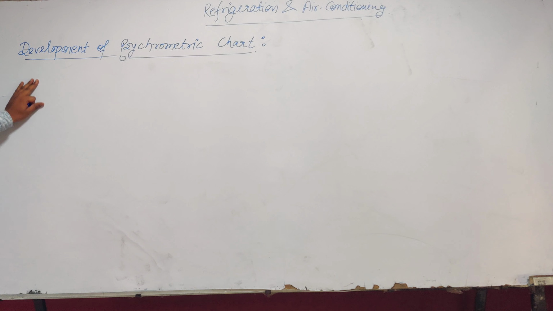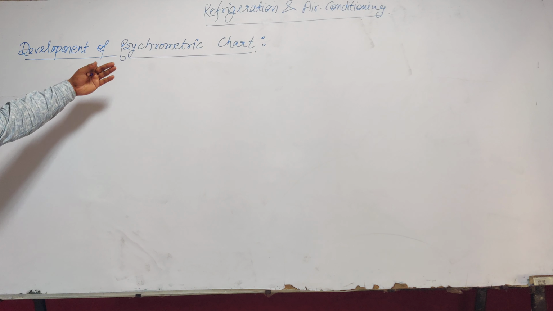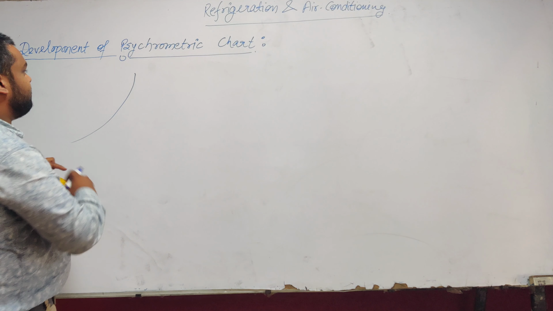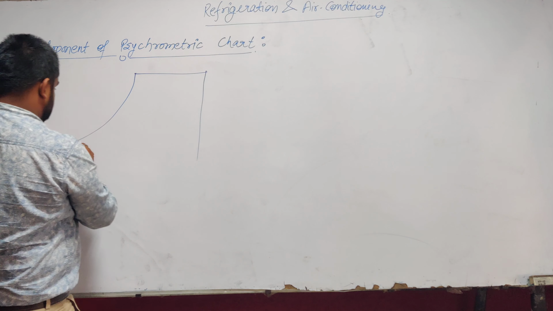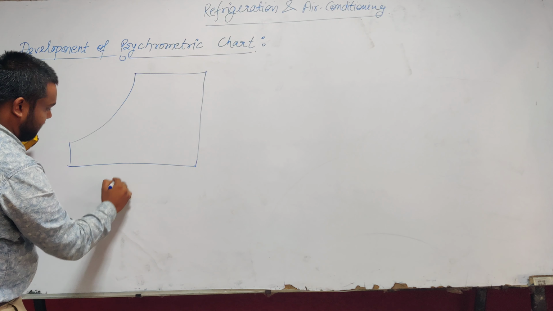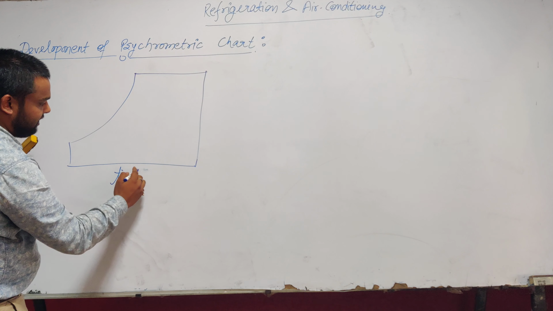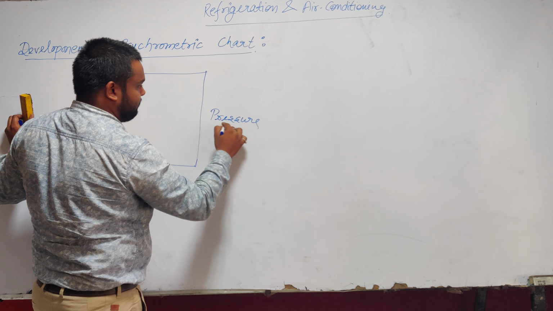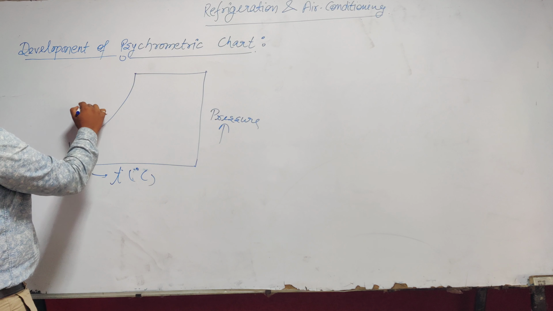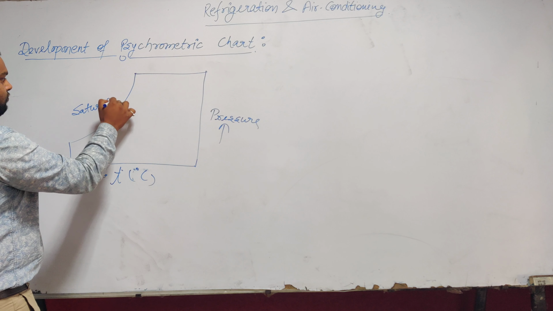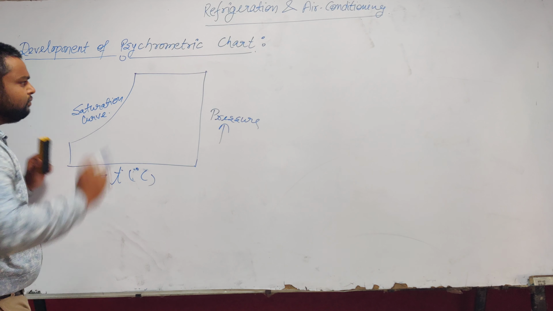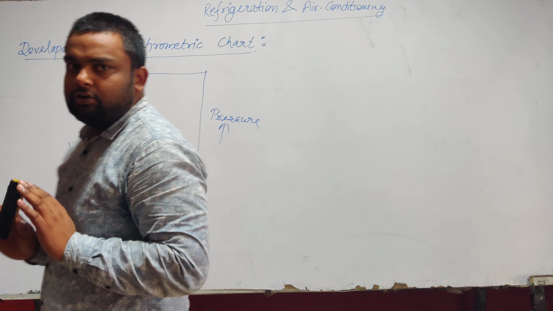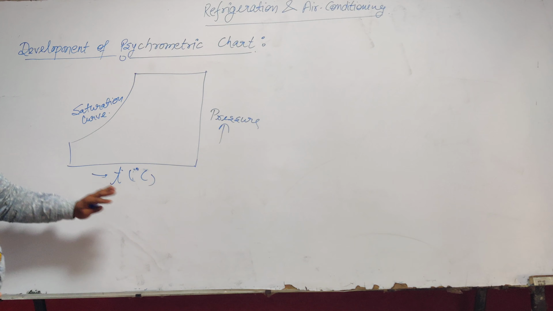In the beginning, the psychrometric chart was made between the saturation pressure and temperature. Here, temperature is the saturation temperature in degrees centigrade, and this is pressure. This is the saturation curve. As we know, as the pressure increases, temperature increases. So in the beginning it was between pressure and temperature.